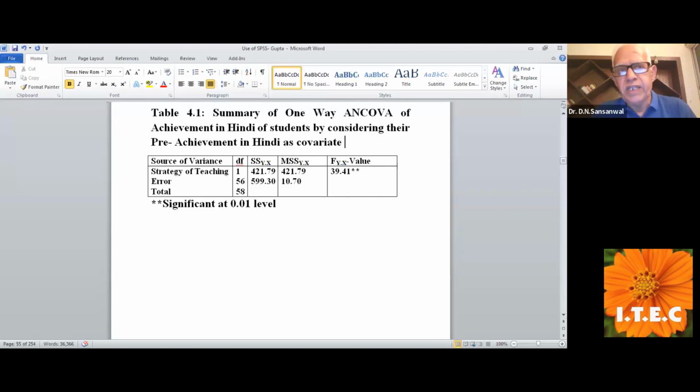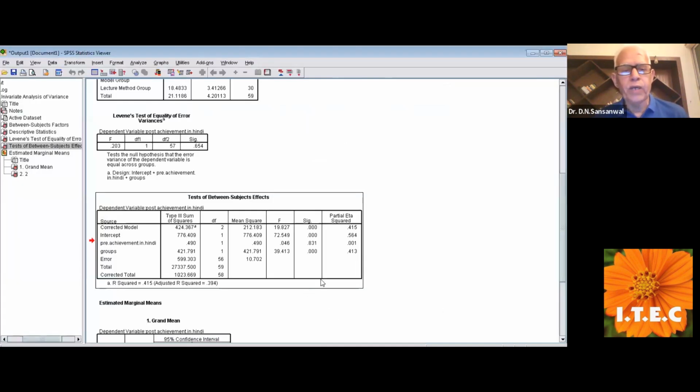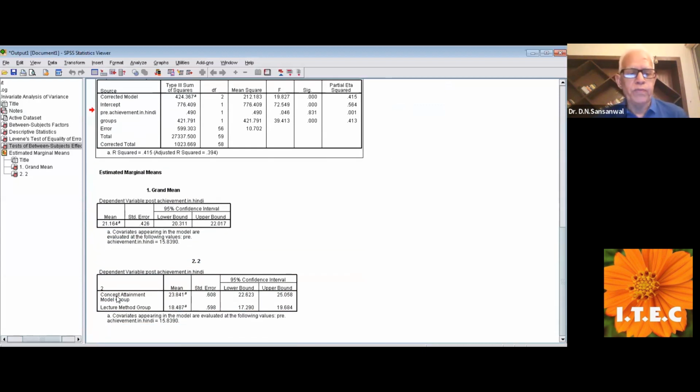Now this is the information I have taken from my output, and the interpretation I will do tomorrow. And one more thing, you can note it down from the output. This I will use tomorrow. You can note down the adjusted mean score. For the concept attainment, it is 23.84, and for lecture method, it is 18.487, so I can say 18.49. These two adjusted means you note down, I will use them tomorrow.